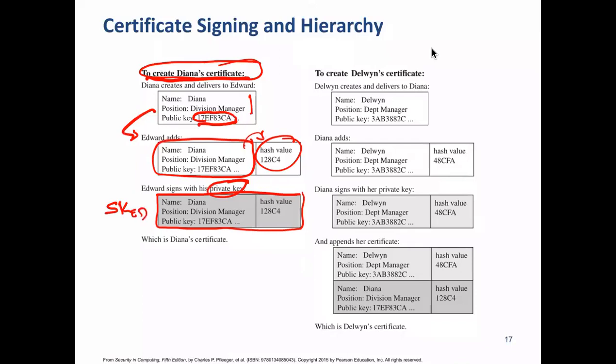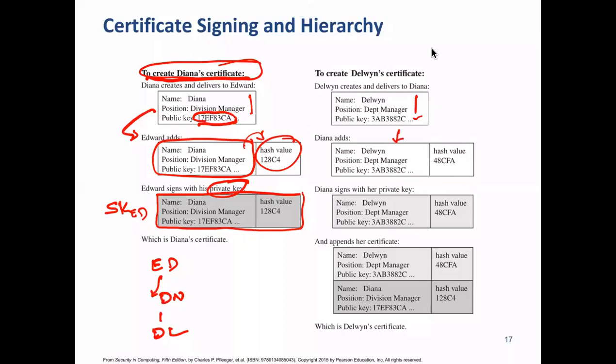So this is Dinah's certificate. Now, Delvin is a person working under Dinah. So let's look at the hierarchy: Edward, Dinah, and Delvin. Delvin will do the same thing. He will create this message where his identity is there, Delvin, deputy manager, and create his own public key and private key pair, and put his public key, because the public key is what he wants to get a certificate for.